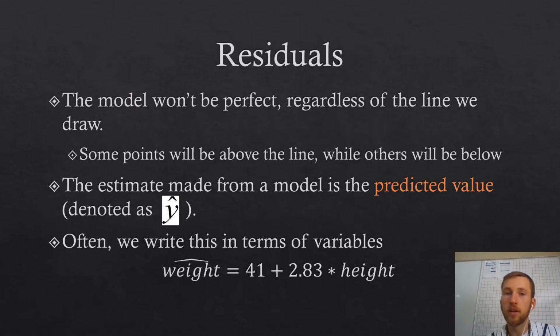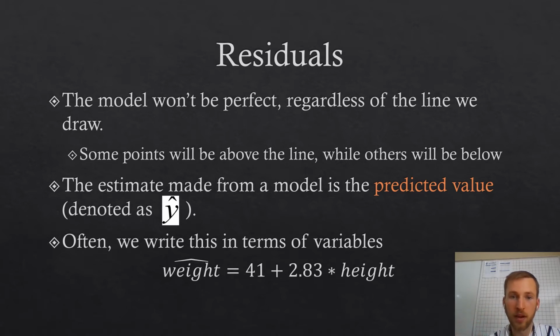With our linear model, we have something referred to as residuals. Very seldom is our model going to be perfect, regardless of what quality of line we're able to draw. Even if you are plugging an x value into that line equation, very seldom is it going to land exactly on where that point was.